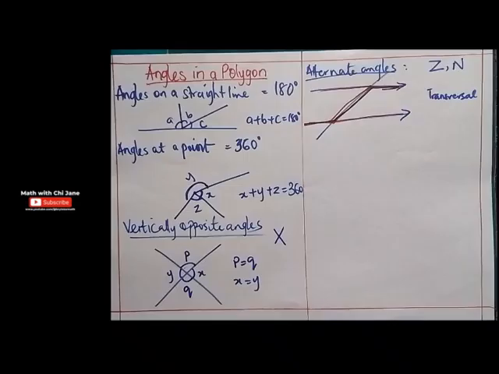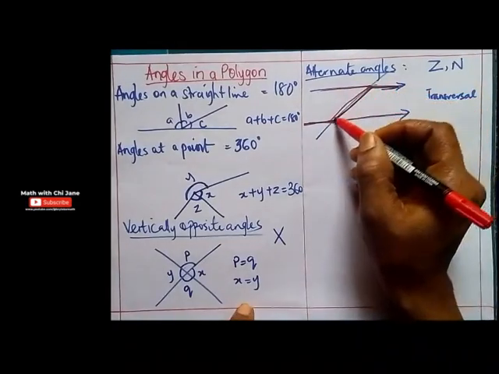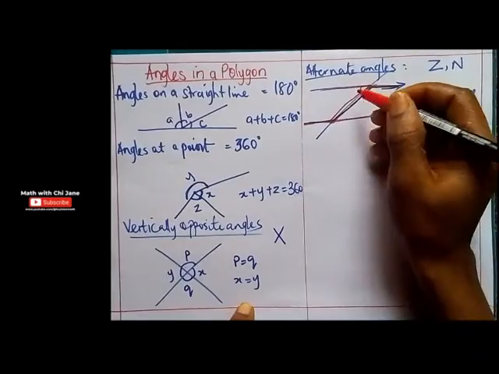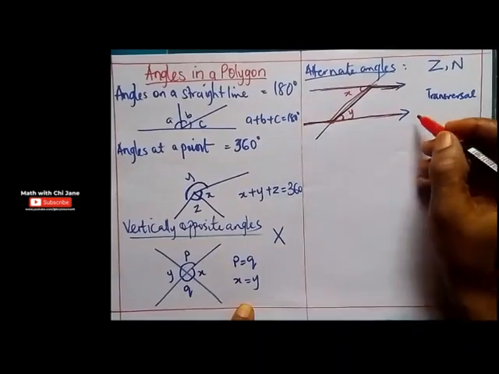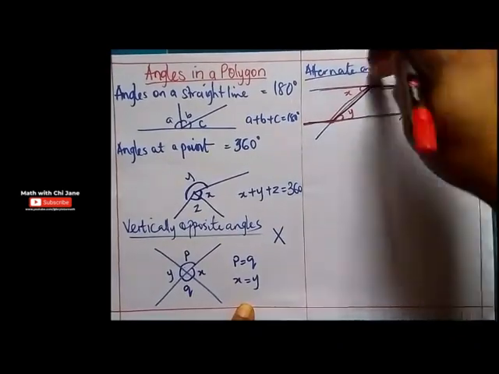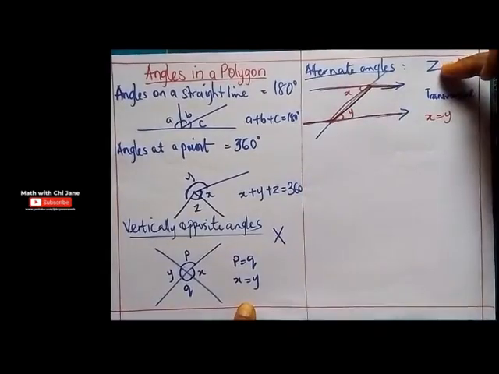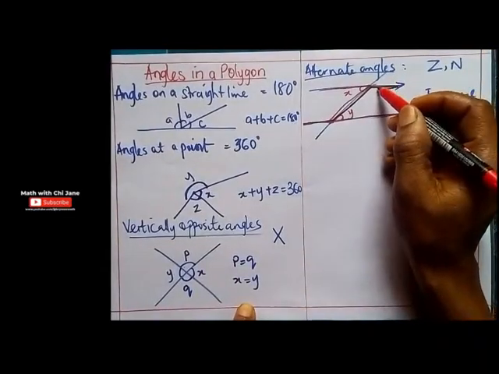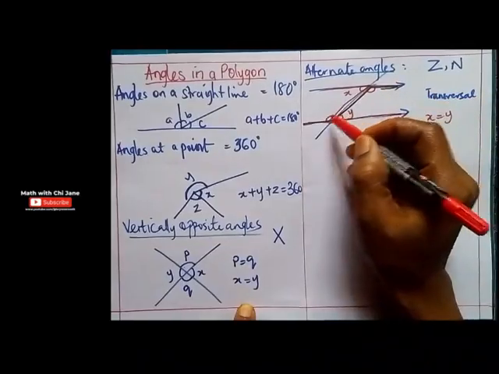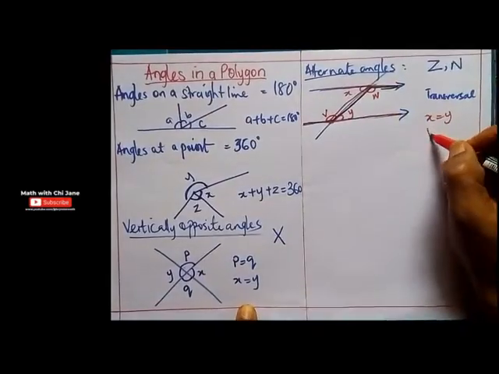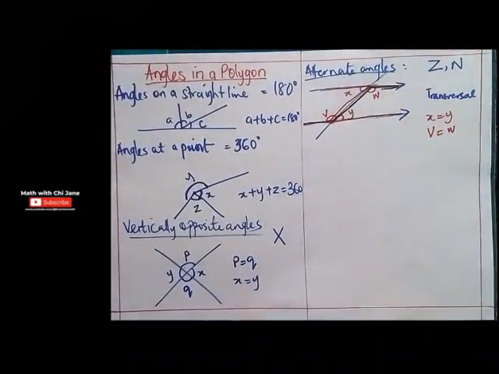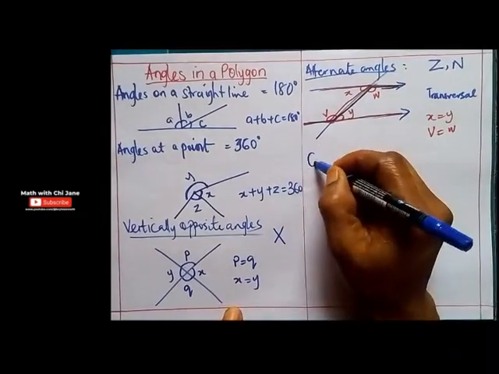So what this means is that from the letter Z that it has formed, this angle here, let's call it X, is equal to the angle here, which is Y. So X is equal to Y. Your reason is alternate angle when it forms the letter Z. Now the opposite side, this is here and this is here. Let's call this W and let's call this one V. So V is equal to W. Our reason is because it is an alternate angle. Now the next angle we are going to talk about is corresponding angle.